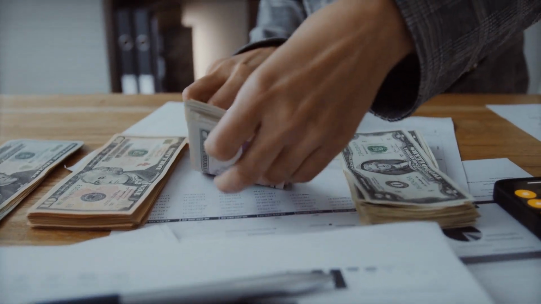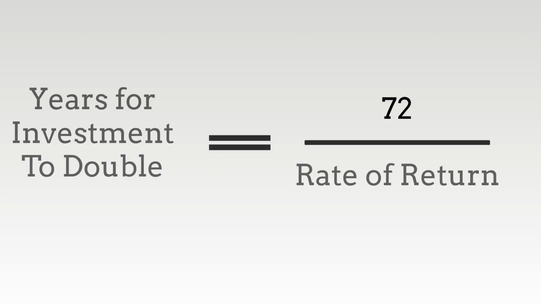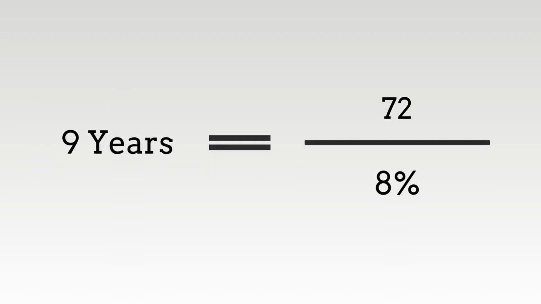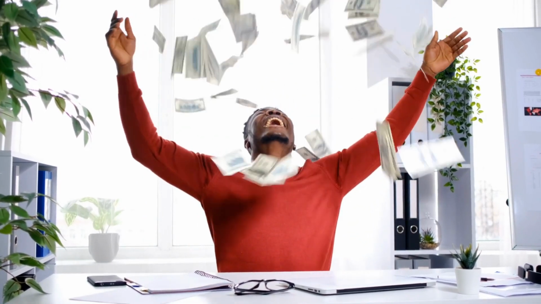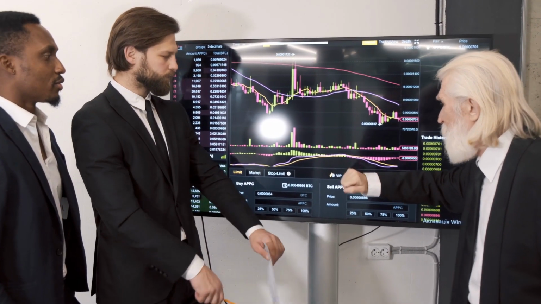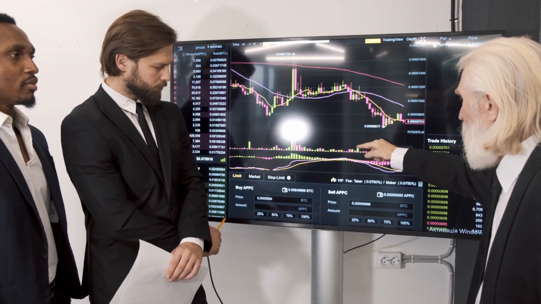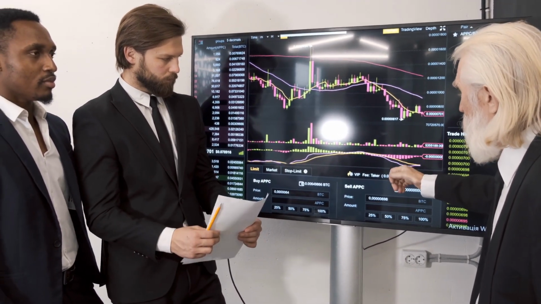Suppose you have $10,000 invested in a stock that has an annual return of 8%. Using the Rule of 72, we can estimate that it will take approximately 9 years for your investment to double. Here's how we would calculate it. So, in 9 years, your $10,000 investment would grow to approximately $20,000 assuming the annual interest rate stays constant at 8%. This example shows the power of compound interest. The longer you leave your money invested, the more time it has to grow and multiply.